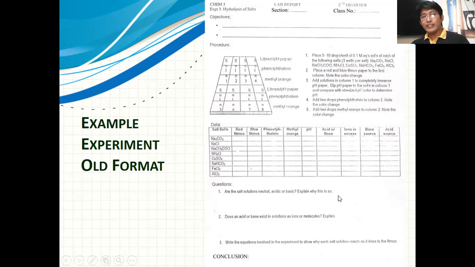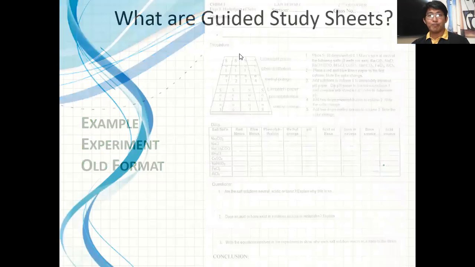I encountered this type of experiments when I was in high school, and I was really having a hard time. Anong isusulat ko dyan sa objective? When you don't have a grasp on what the topic is or what the experiment is all about. So I make it a point na before an experiment, you should already write the objectives.